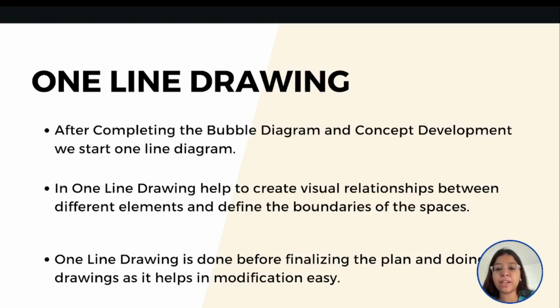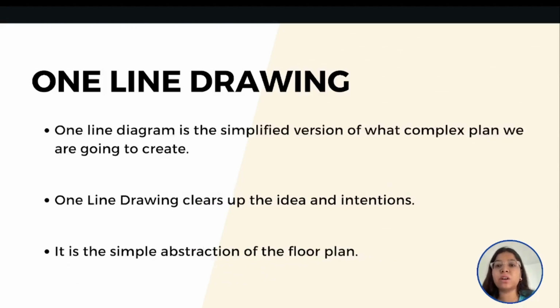It is also done before finalizing the plan. Before we go to the detailed floor plans, we do the one line drawing, which is the initial start of the floor plan. We do this because modification becomes very easy, and it is a simplified version of the complex things we are going to create, because a detailed floor plan has many more things, and doing them at once is very difficult. So starting from a simplified version helps us, and if the clients or someone else want modifications, it is also very easy in the initial phase.